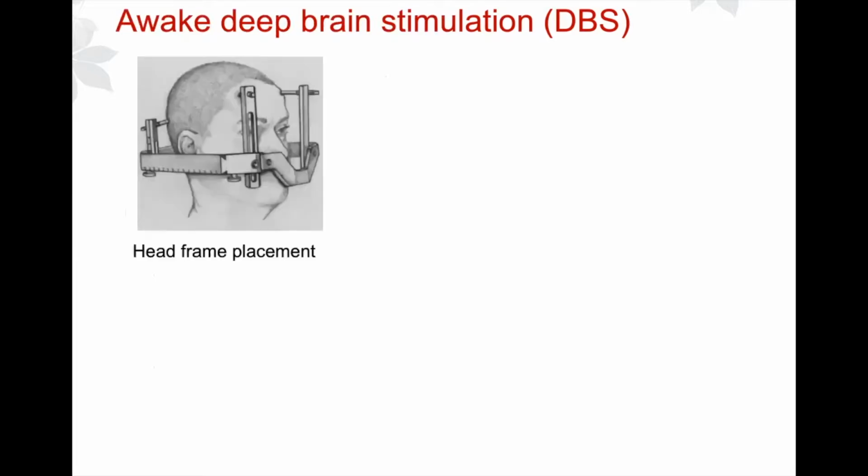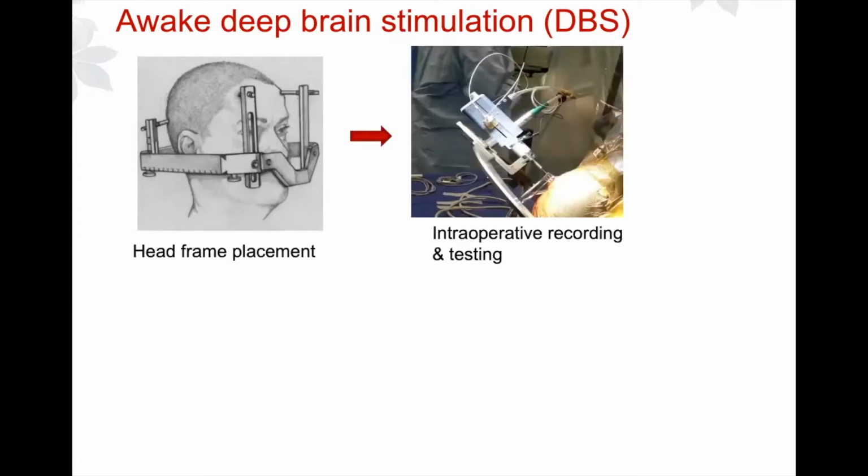Awake DBS, MER-guided DBS, is the FDA-approved indication, so that's the on-label use. I'll describe the method for that. The process starts with placing the head frame. Some folks place the head frame in the pre-op area, but most of us place it in the operating room with some sedation on board and local anesthetic at the pin sites. Then the patient undergoes some type of volumetric acquisition with the frame in place, and then you do your targeting.